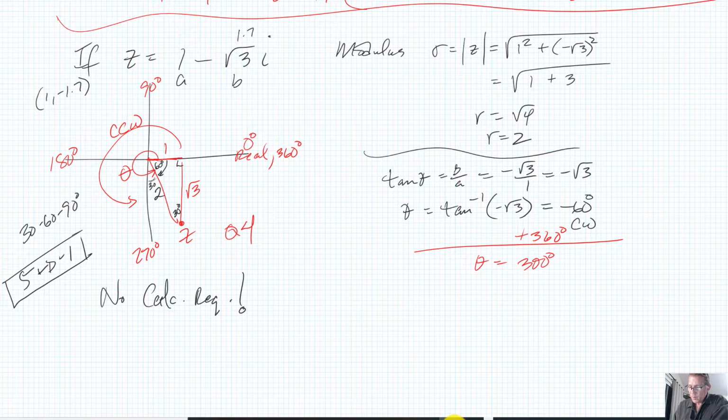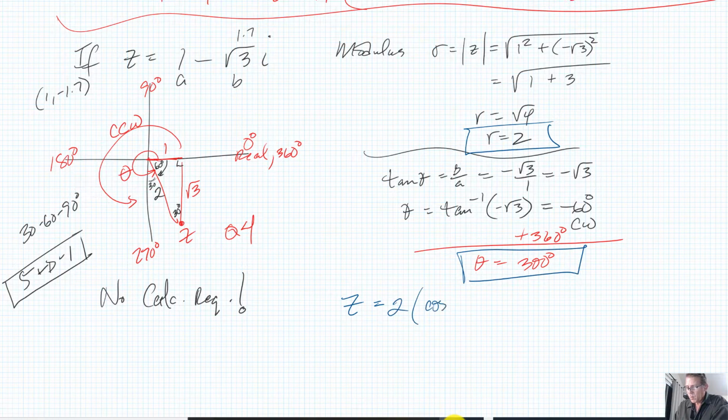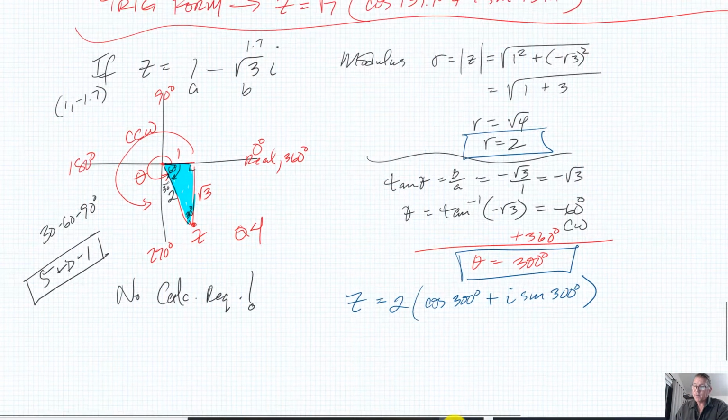We write the trig form. So z is equal to r, which is just 2, times cosine of 300 degrees plus i times the sine of 300 degrees. Now, I did not need to do this, okay? We used Desmos to verify that, but I knew it was a 30, 60, 90, because if you look at the sides, 2, 1, root 3, you know that this triangle is a 30, 60, 90, because every 30, 60, 90 right triangle has a ratio of sides 2, 1, and root 3. Okay, so you can do things different ways.